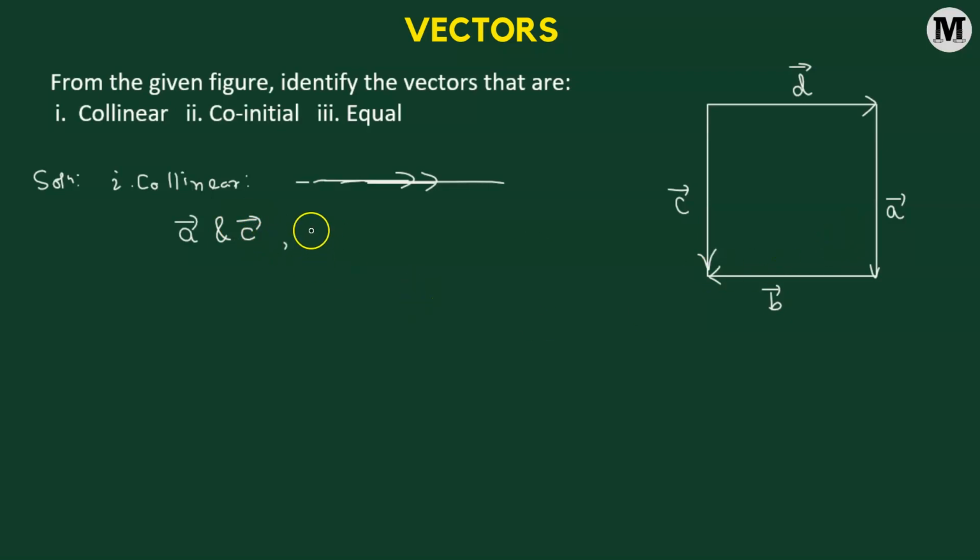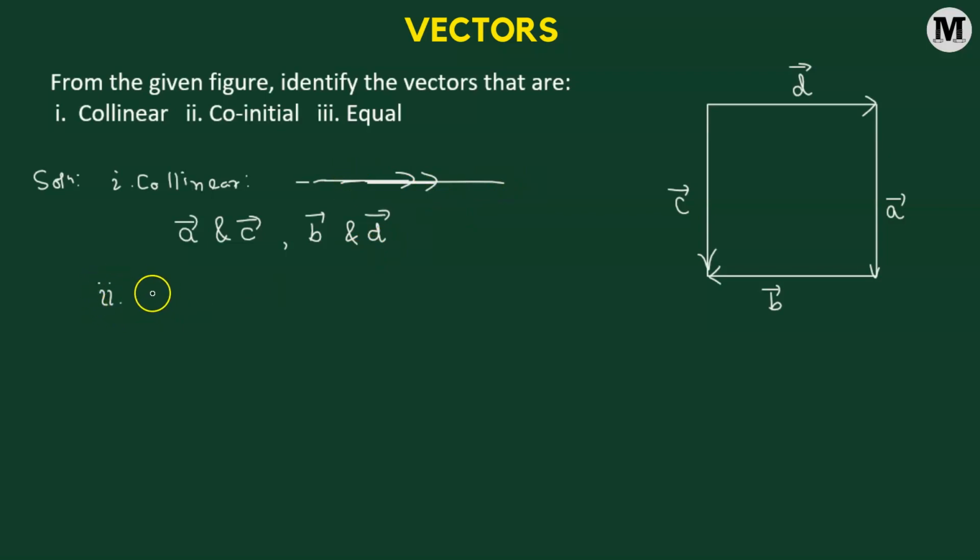Then vector B and vector D are also going to be collinear because these two vectors are anti-parallel to each other, but they do have the same parallel stand. We can pick any one of the vectors and place it on top of the other, and we can see here that they are going to pass through one single line. Okay, so collinearity is done.